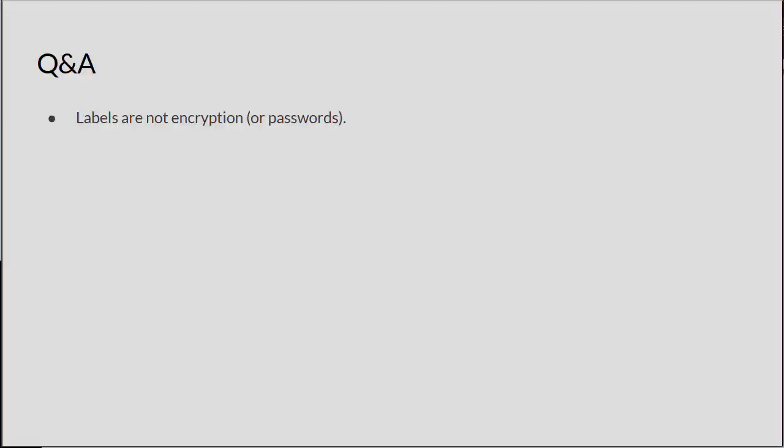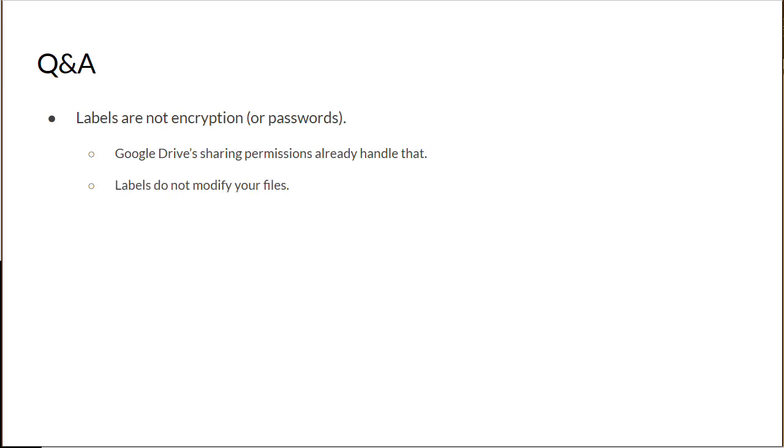I have two more things for you that often come up. First, labels are not encryption or passwords. You don't need that when you work with Google Workspace. Your sharing permissions take care of that. Labels do not modify your files. They are stored in a layer in Google Workspace and are not exported when you download a copy of your files.